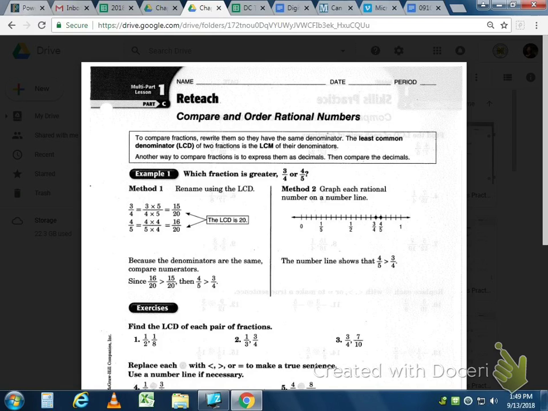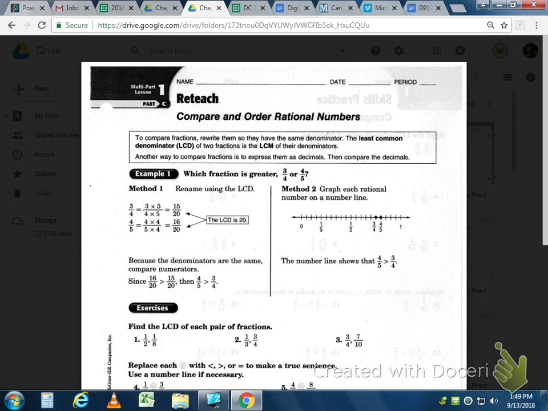You look at your two denominators, the 4 and the 5, and the least common multiple of 4 and 5 is 20. To rewrite them, you ask yourself, what times 4 gives me 20? Well, it's 5. So 4 times 5 on the bottom, you have to do the same on the top, 3 times 5. You can't just change the 4 to 20 and leave the 3 alone. You've got to rewrite the whole thing.